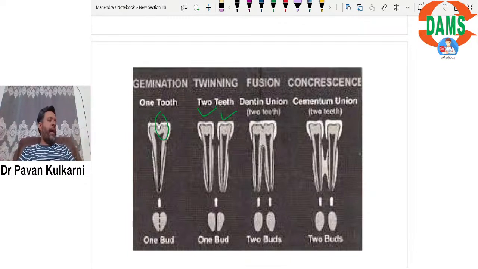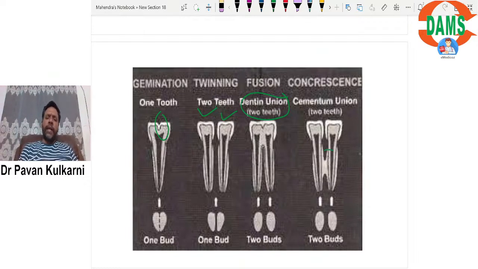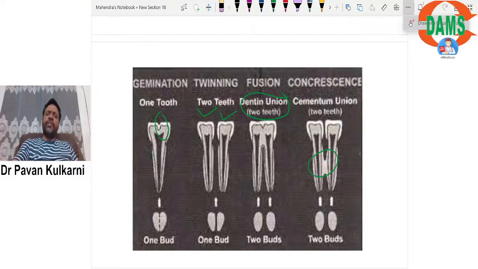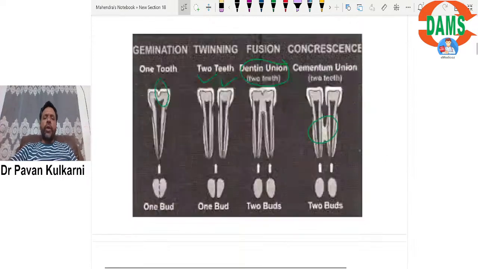Fusion means where there is union only at the level of dentine. So this is a fusion. Whereas concrescence, where you will have the union at the level of cementum. So this is just a revision of what exactly is gemination, twinning, fusion, and concrescence.